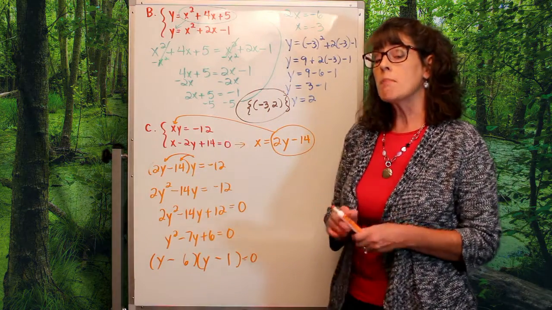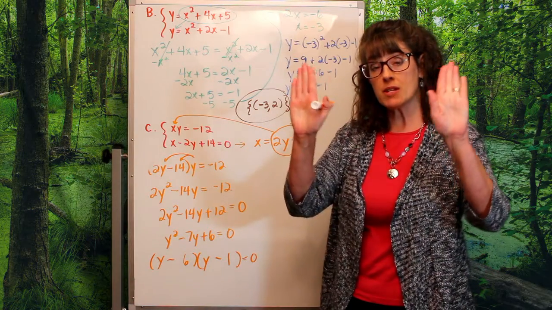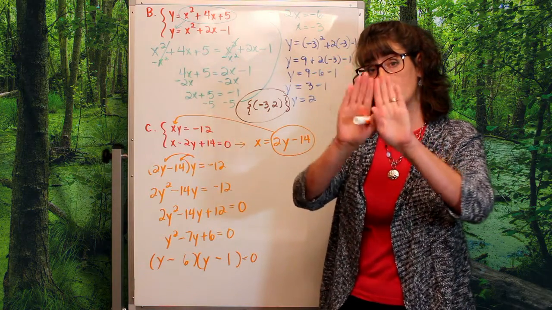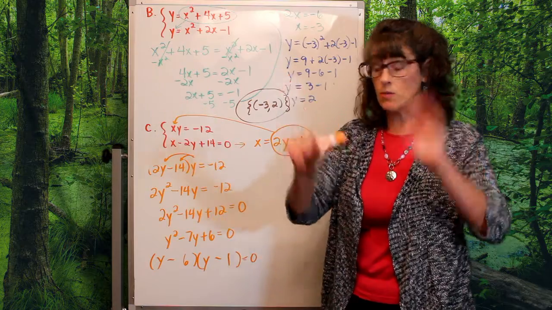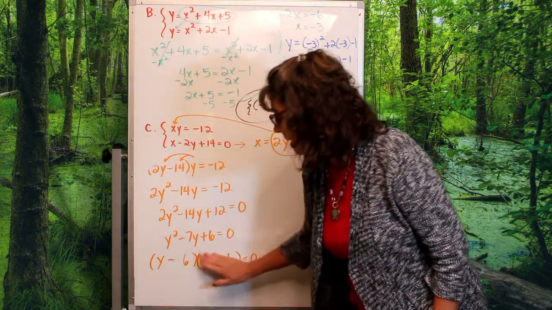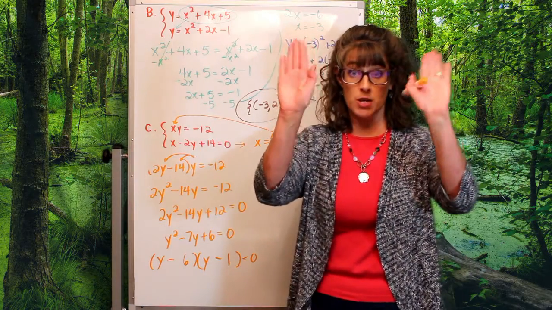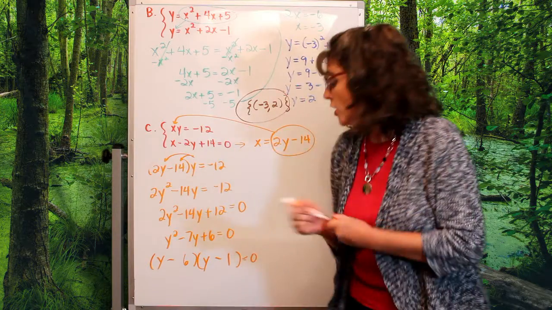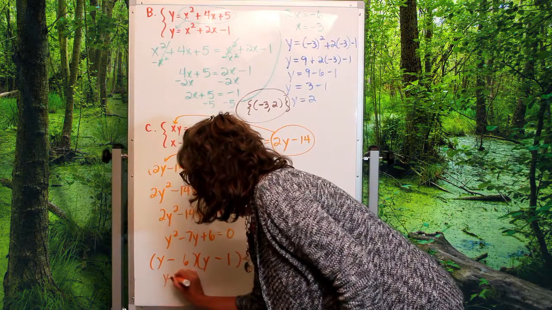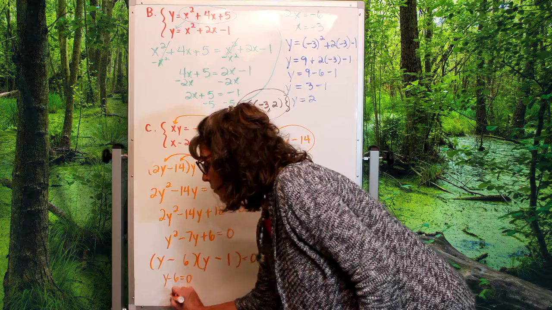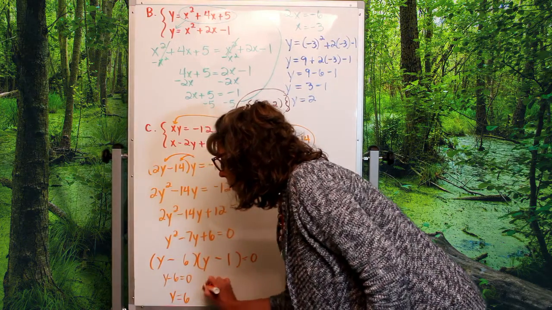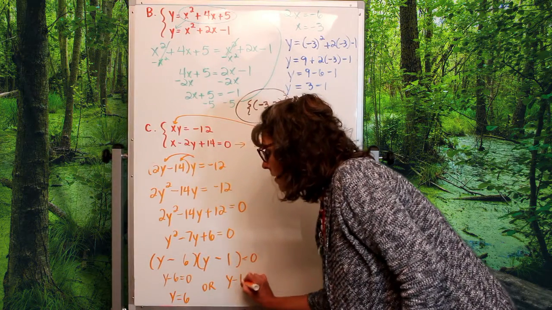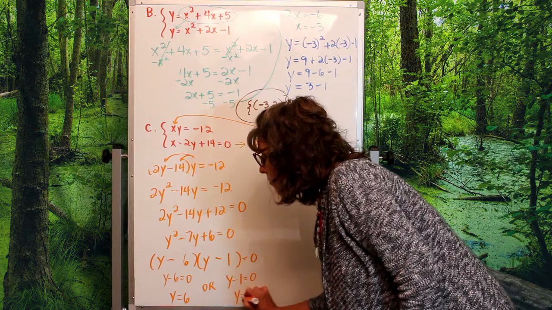And remember, my zero product principle at this point says if I've got two things being multiplied together to get a 0, one of these two has got to be the 0. I have this parentheses times this parentheses. There's the two things being multiplied to get a 0. So either this y minus 6 is the 0, and if that's the case, y is 6. Or this y minus 1 is the 0, and if that's the case, y is 1.